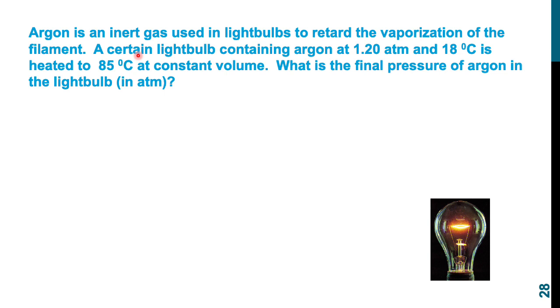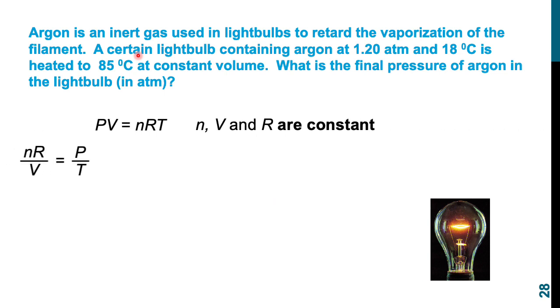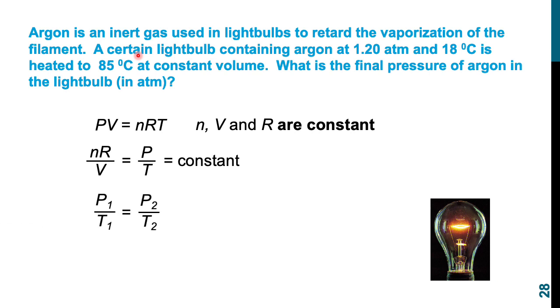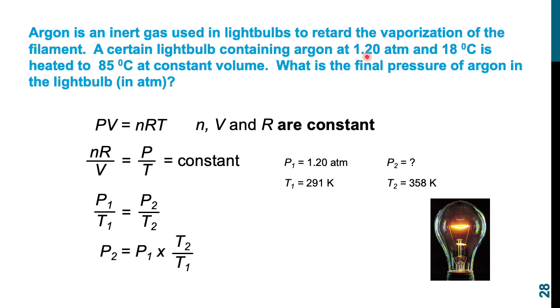Okay, next example. Argon is an inert gas used in a light bulb to retard the vaporization of the filament. A certain light bulb containing argon at 1.2 atm and 18 degrees Celsius is heated to 85 degrees Celsius at constant volume. So here it is given constant volume. So volume is constant. R is a constant. So what is the final pressure of argon in the light bulb in atm?